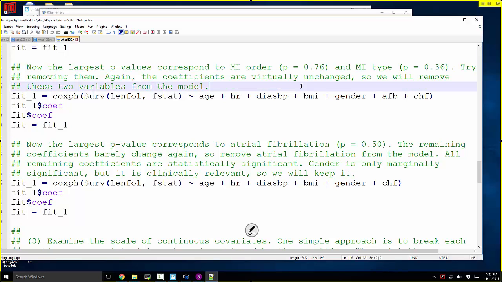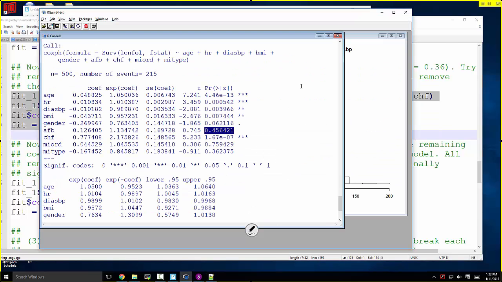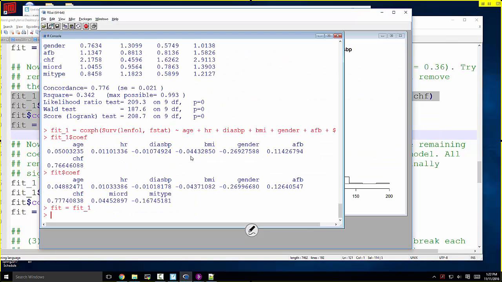When I remove them, the coefficients did not change again. Not very much at least. 0.05 versus 0.049, 0.011 versus 0.010. That's not bad. A little bit different, and CHF, just a little bit different. So I'm comfy with removing those as well.